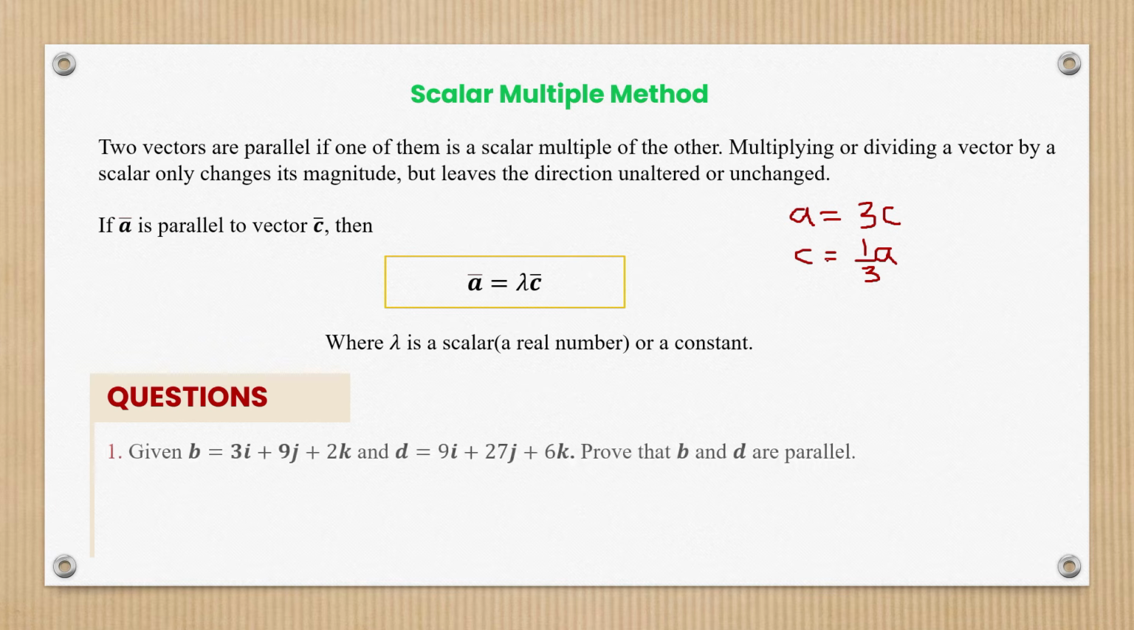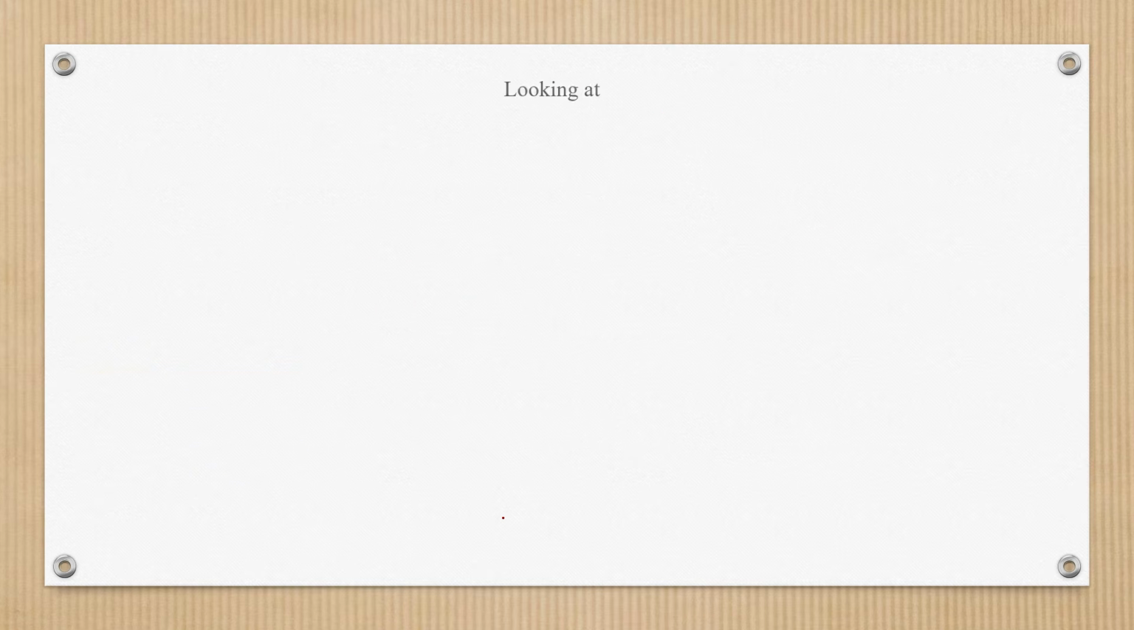Let's look at some questions. Given b is equal to 3i plus 9j plus 2k and d is equal to 9i plus 27j plus 6k, prove that b and d are parallel. Now, if b and d are parallel, then b must be equal to some constant of proportionality times d. So there will be a scalar multiplying d if these are to be parallel.